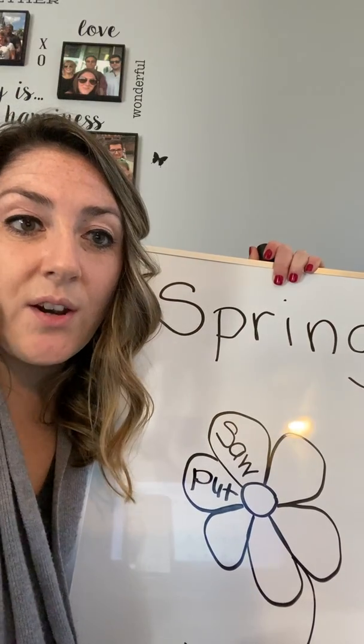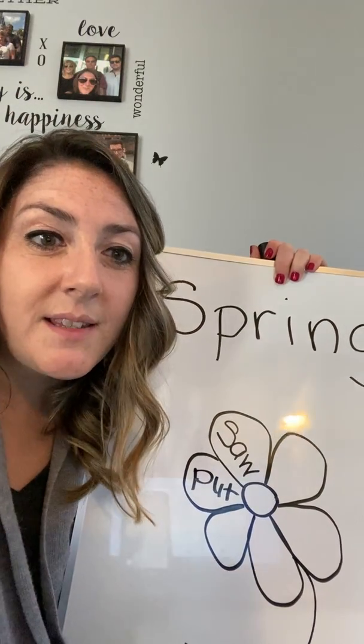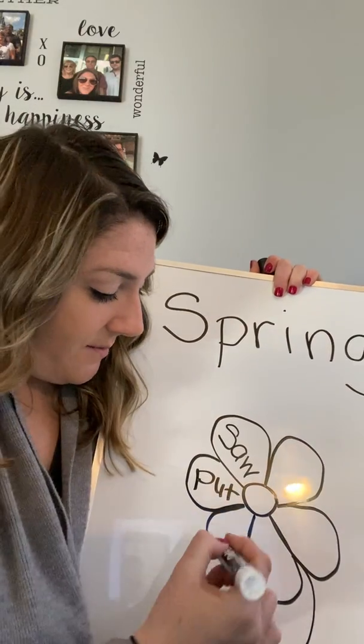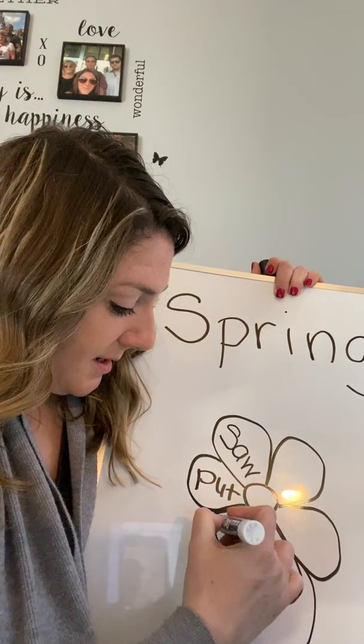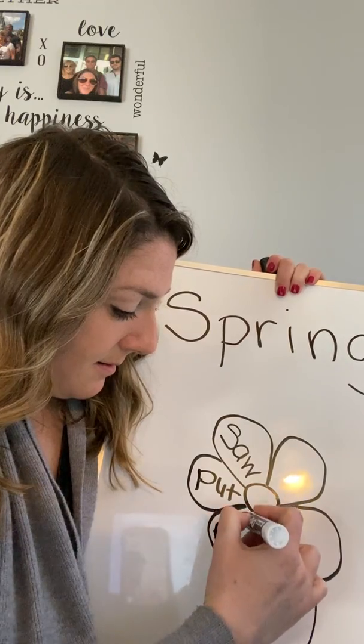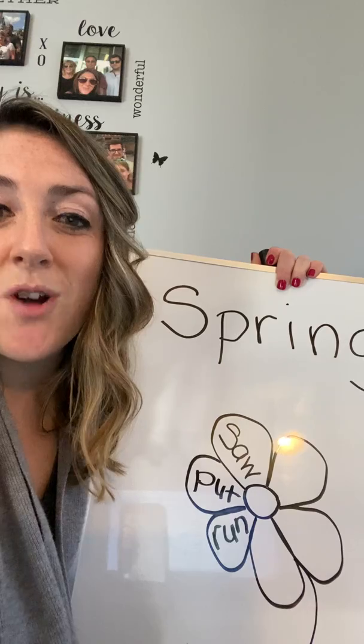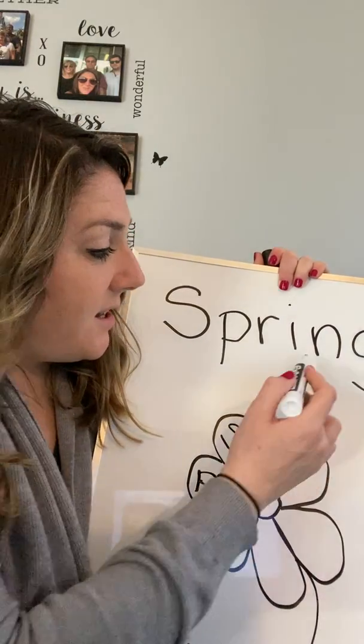Then I have the letter R. So I'm going to look at my sight word wall and I'm going to see, oh, I like this one. My favorite one is run. R-U-N, run. My next letter is I.